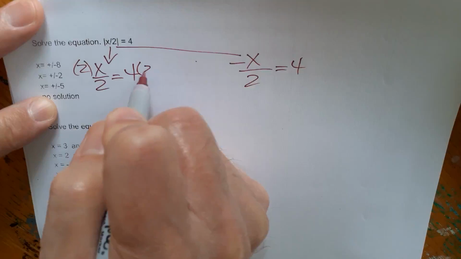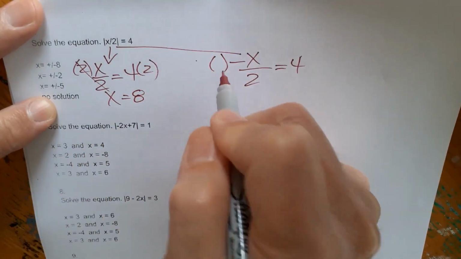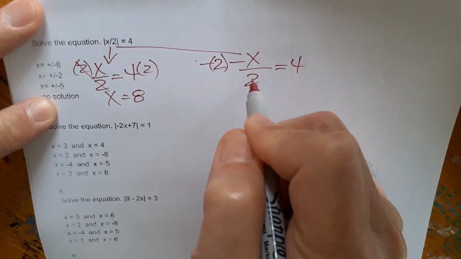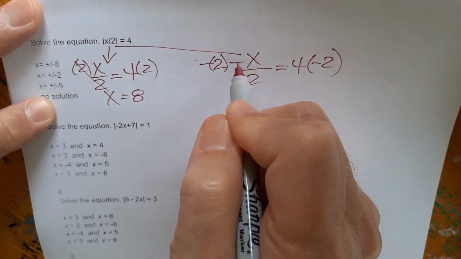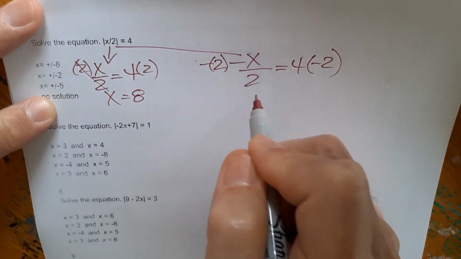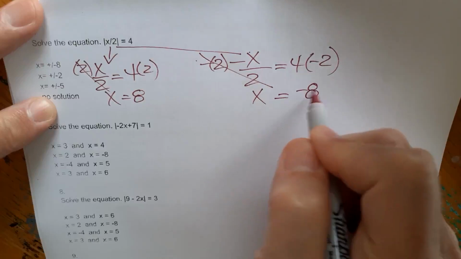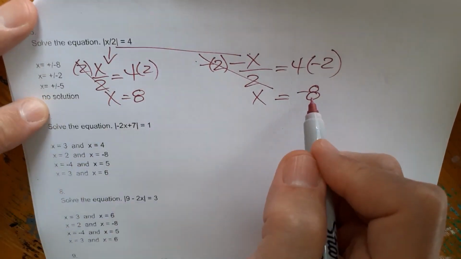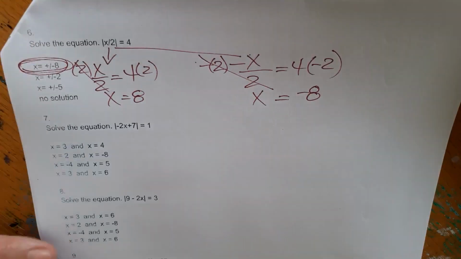Multiply both sides by 2, and x equals 8. Multiply both sides by -2, because we want to get rid of the negative on this side. Negative times negative is positive. 2 divided by 2 is 1, so you're left with x on the left. And you're equal to -8. So this actually equals a -8 and a +8, or x equals ±8.